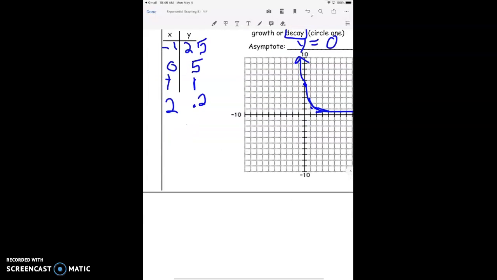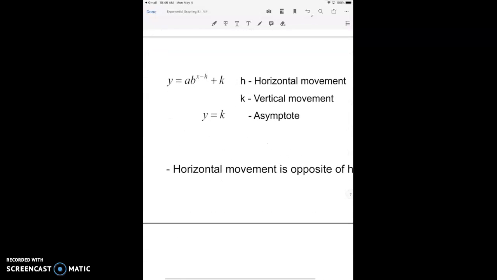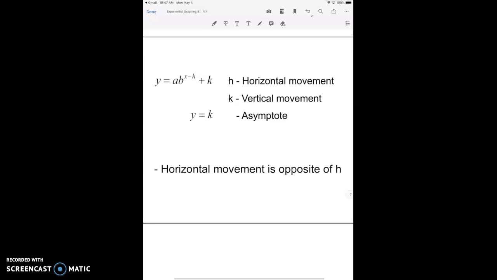Alright, so we're going to move past this to the next piece. The next piece is just a horizontal movement. So this is our shifts. We have vertical shifts, we have horizontal shifts, and we now have a formula for the asymptote. The asymptote is equal to whatever that k value is. So the equation expands. It's no longer y equals ab^x, it's now y equals ab^(x minus h) plus k. And as always, anytime we do h, we're always thinking opposite of h.